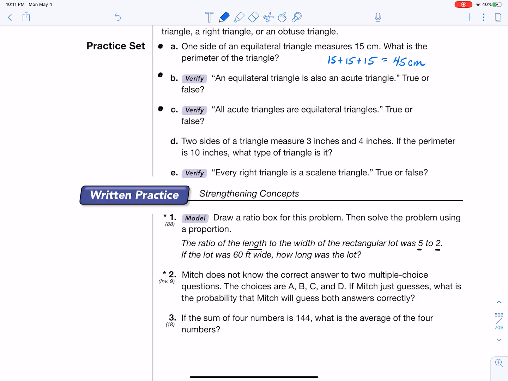B says an equilateral triangle is also an acute triangle. This is true. That was up on our examples earlier. And it's actually kind of cool because in an equilateral triangle, every angle is 60 degrees. So this is true. C, all acute triangles are equilateral triangles. Now that is not true because you could have, here, let me draw one for you. I look like I'm kind of approaching an equilateral, but not quite, huh? So that's just not true, and it can be proven with drawing.